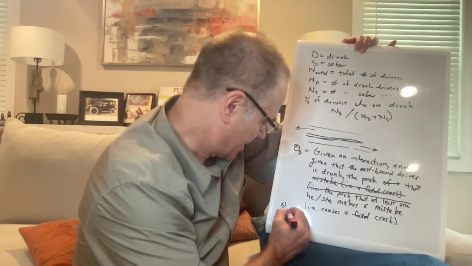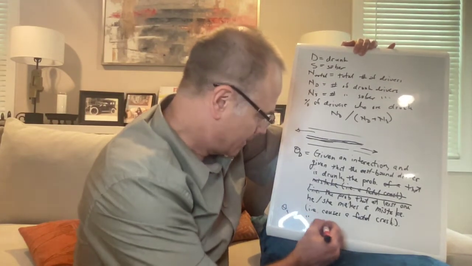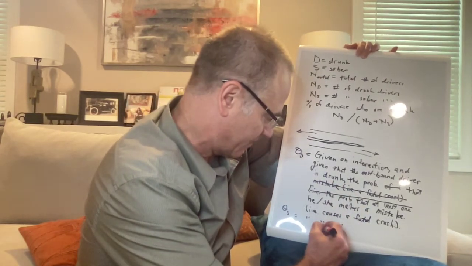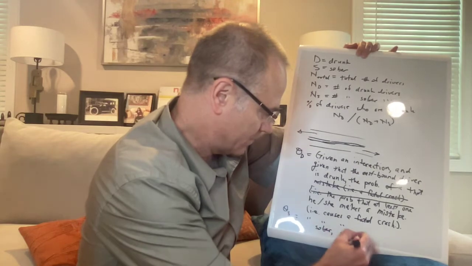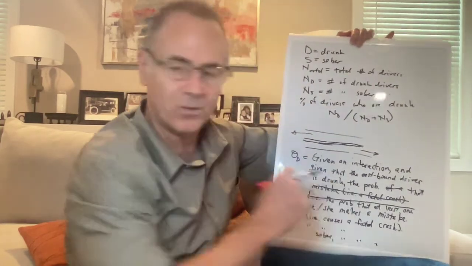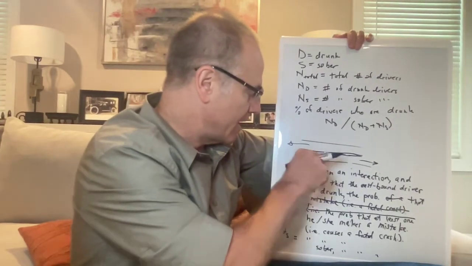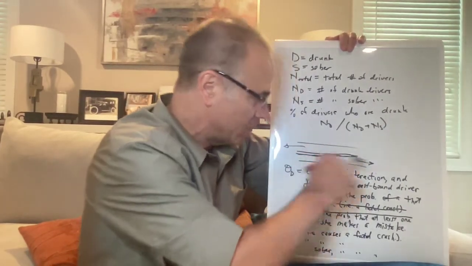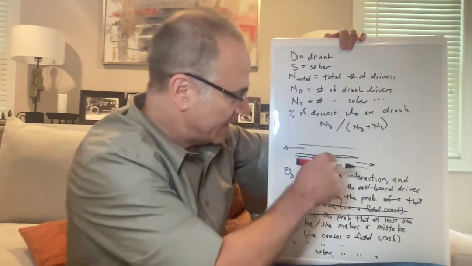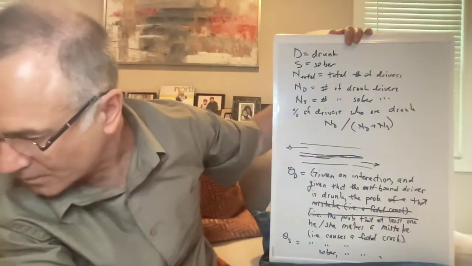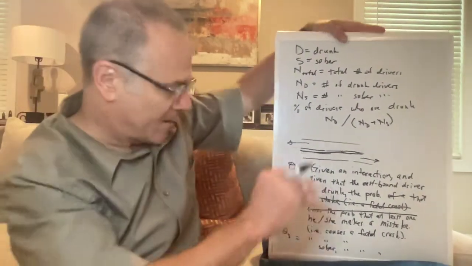Theta S just equals the same stuff, except wherever I wrote drunk, replace it with sober. So it's given that if, say, the eastbound driver, we know he's sober, theta S is the probability that he's going to make a mistake. Okay, got that. Now, next thing.